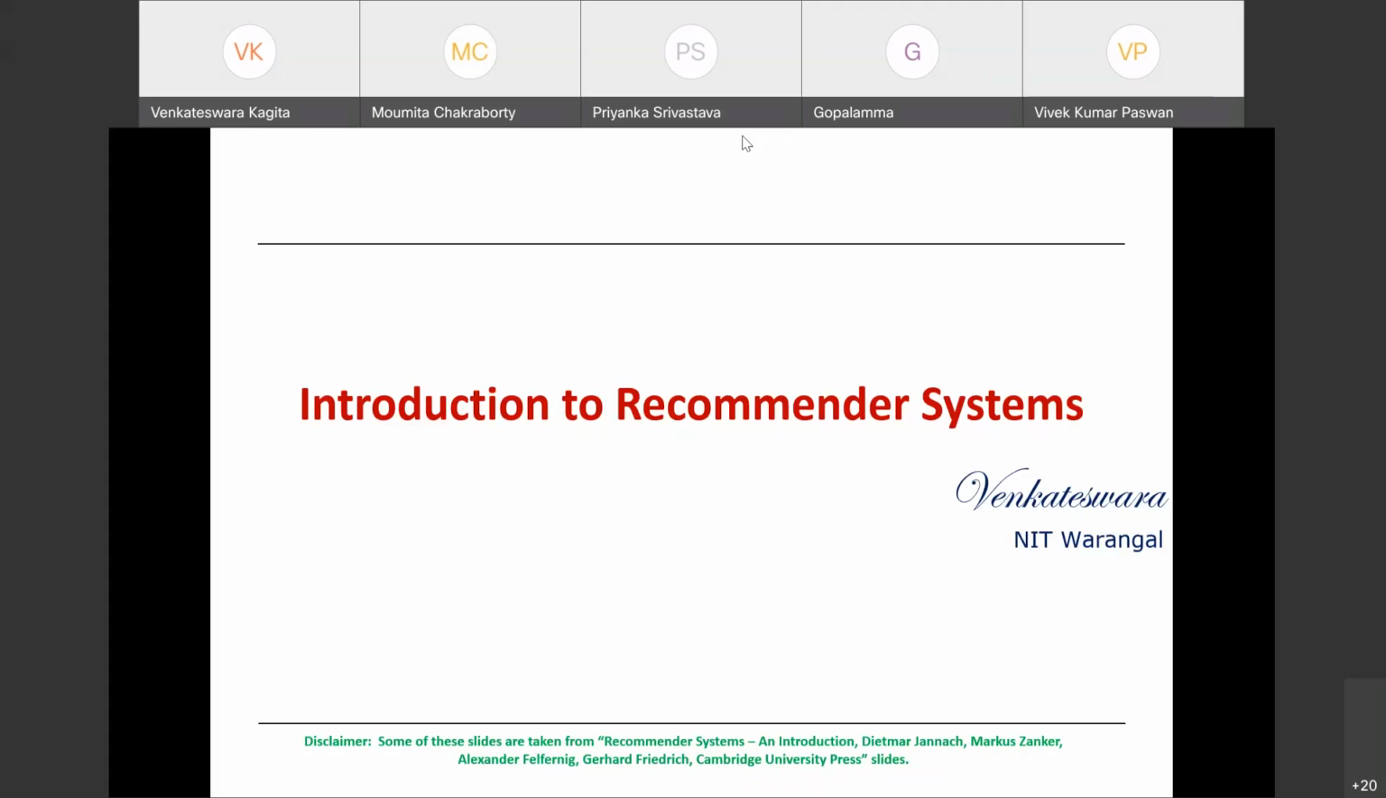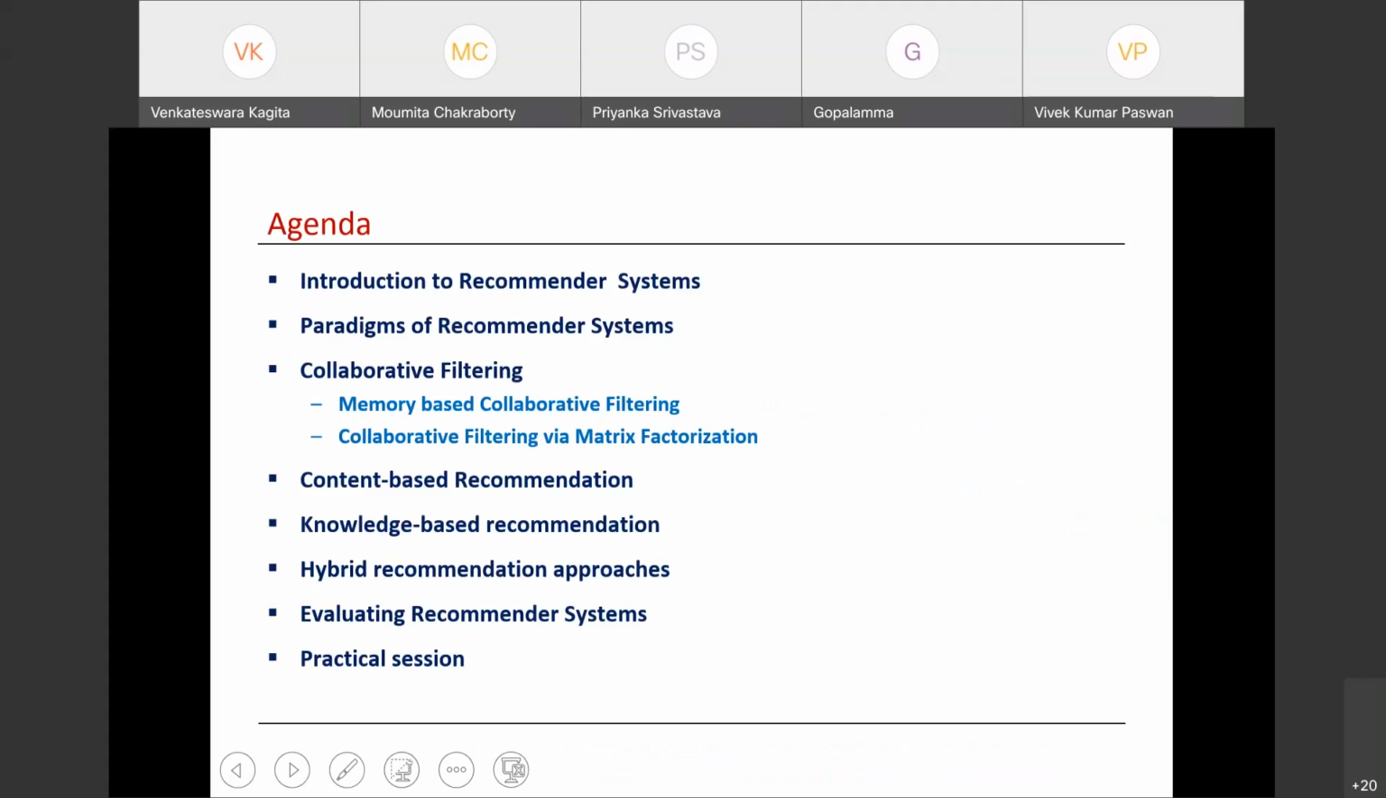So in this class we're going to cover an introduction to recommender systems and the different paradigms of recommender systems. The different paradigms are collaborative filtering, content based, knowledge based, and hybrid approaches, right? And then we'll see evaluating recommender systems, and we'll have a small practical session, right?